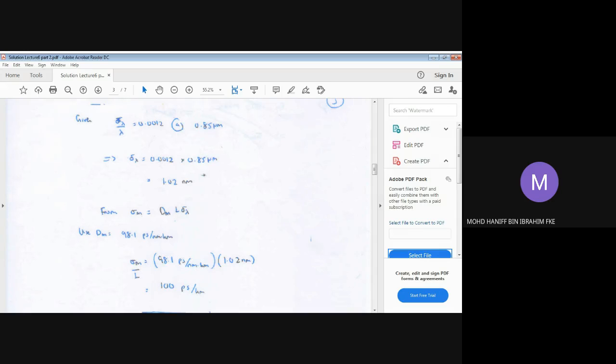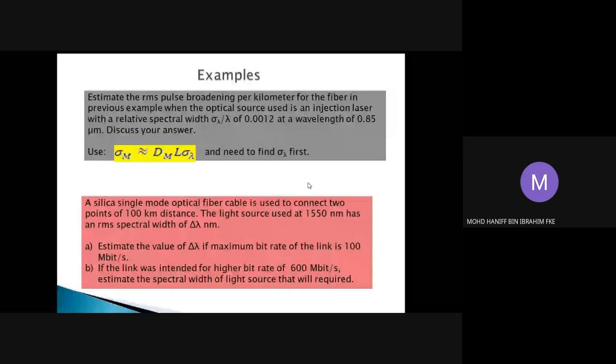Okay, so let's have a look at this example, the last one for material dispersion. We have a silica single mode optical fiber cable, which is used to connect 2 points of 100 kilometer distance. The light source used at 1550 nanometer has RMS spectral width of delta lambda nanometer.